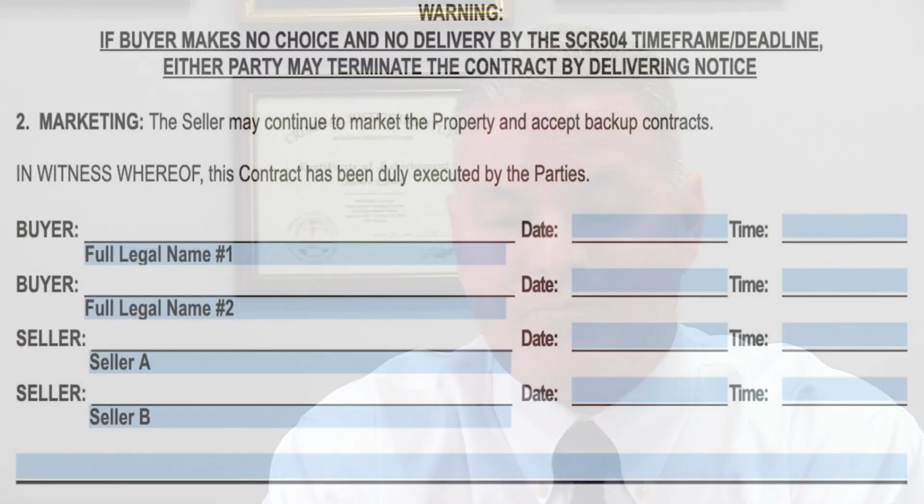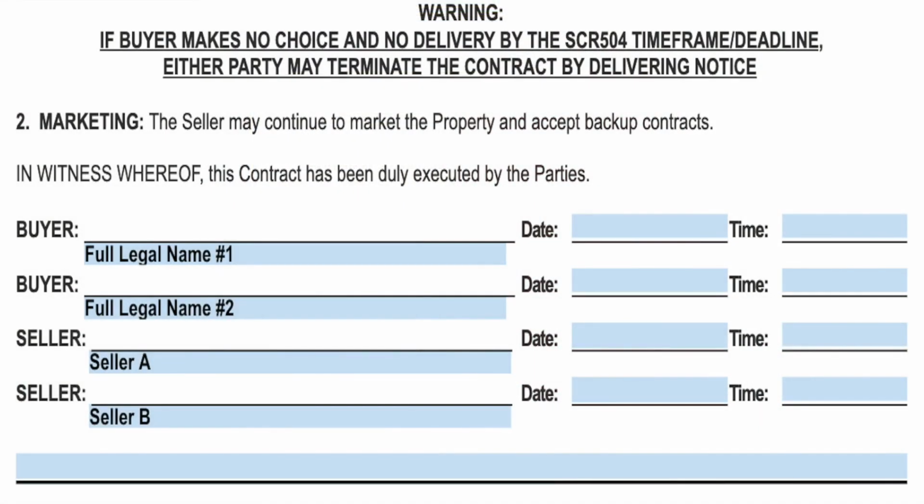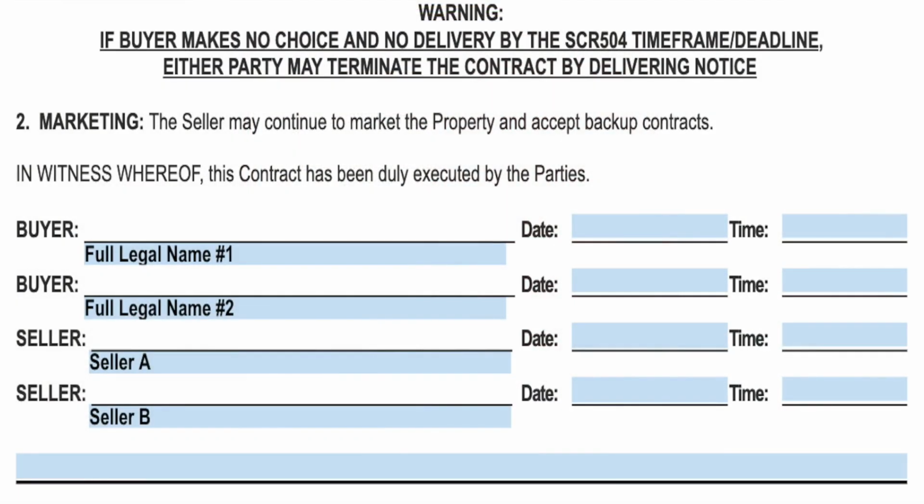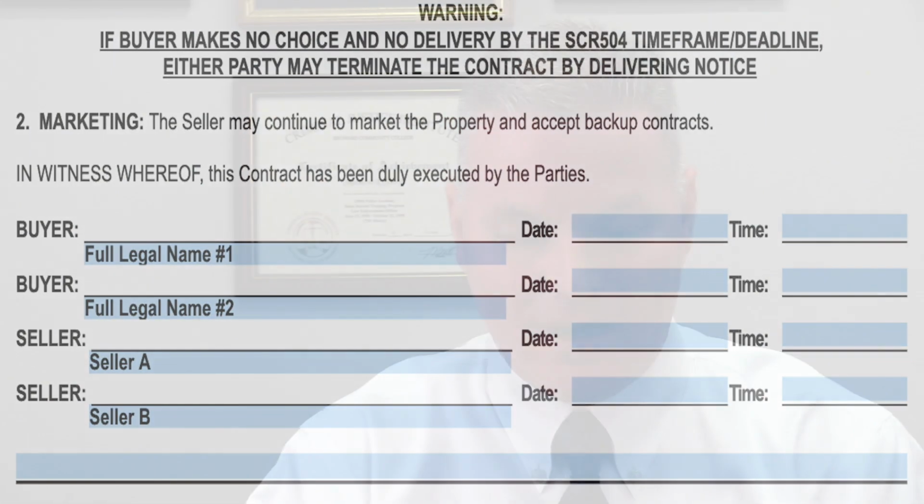But let's look at the warning. If buyer makes no choice and no delivery by the SCR Form 504 time frame delivery deadline, either party may terminate by delivering notice. That's again in 504, and now they're stating it here in 505. Then it says number 2, marketing. The seller may continue to market the property and accept backup contracts. We already know that. That's what Form 504 says. This is just another verification of it.